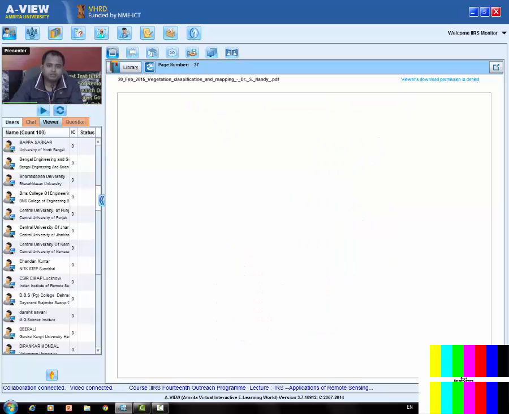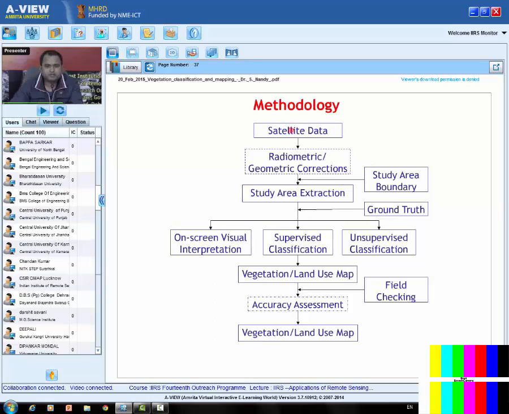Now, what I have done is I am showing a simple methodology. So first I ordered satellite data. Now satellite data ordering or data selection is totally dependent on the objective of the study. So based on my objective, I ordered or purchased LISS data of February of that same year.